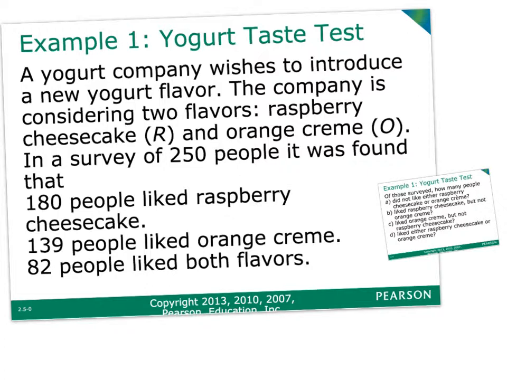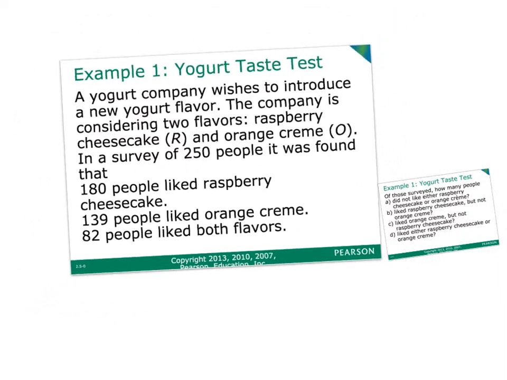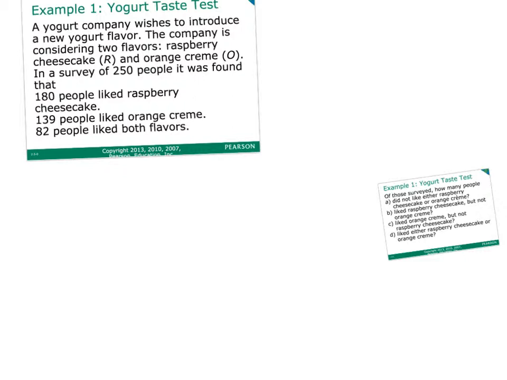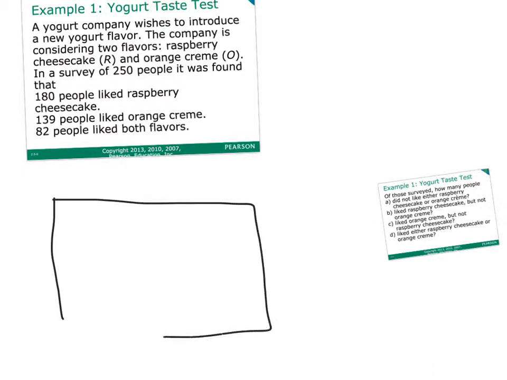Okay, so before you get into asking or answering any questions, first thing you want to do is represent this in a Venn diagram. Since we only have two flavors, we only need two circles. So when I go to create my Venn diagram, I am going to need my rectangle, and I need my raspberry cheesecake circle, and I need my orange cream circle.